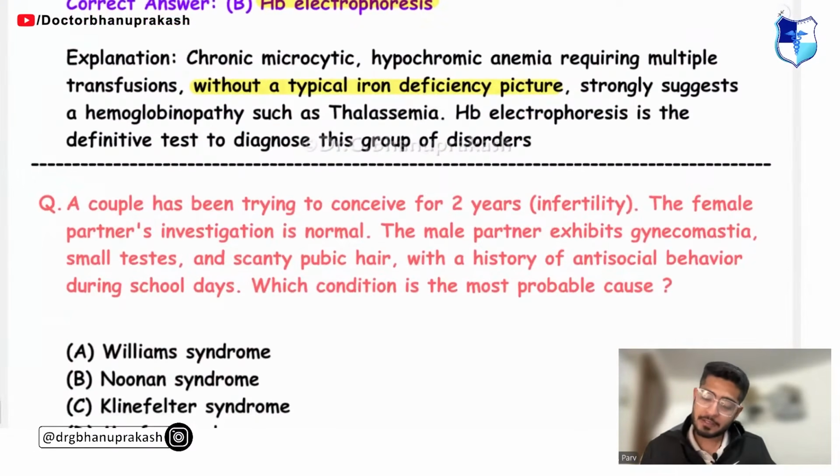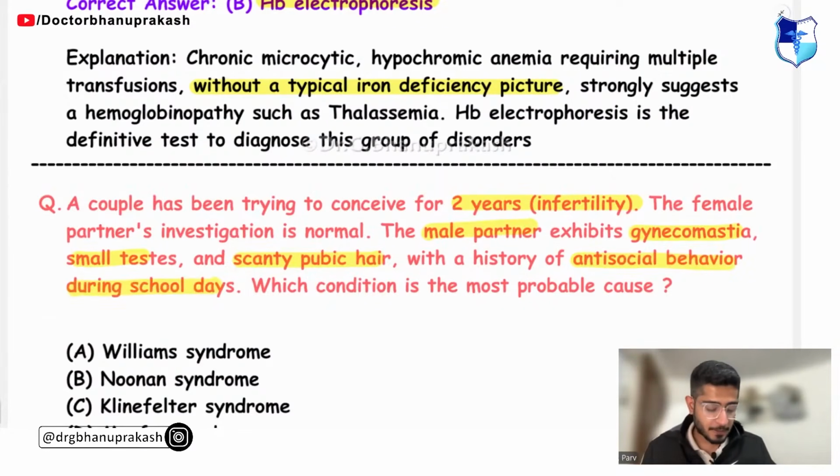Coming on to this, a couple has been trying to conceive for 2 years. So for 2 years they were having infertility. Now the female partner is actually normal. The male partner exhibits gynecomastia, small testes, scanty pubic hair, and a history of antisocial behavior also during school days.